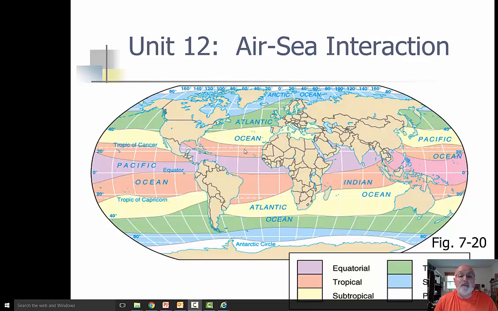We'll talk about ice, and we'll talk about sea level changes between land ice, like on Greenland, and water ice, actually up here in the Arctic Ocean. And one of those will be changing sea level, the other one may not be.